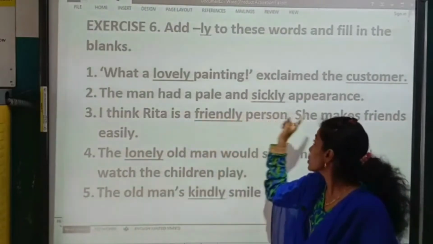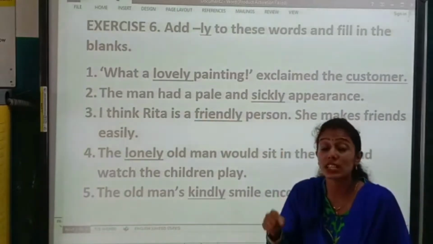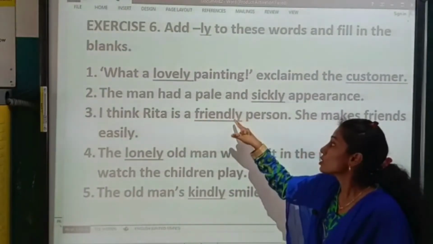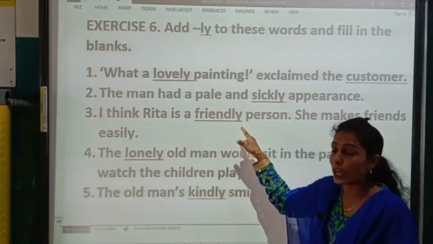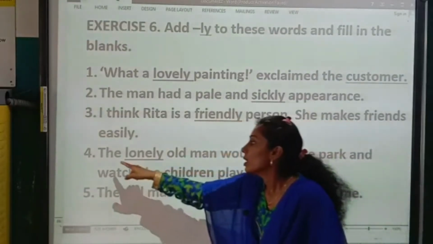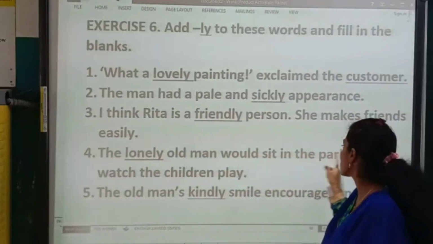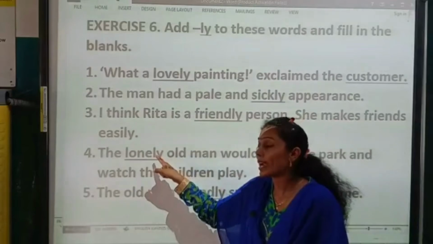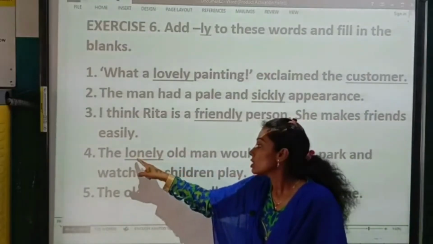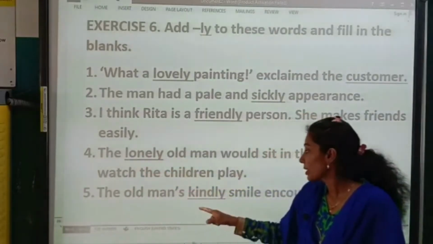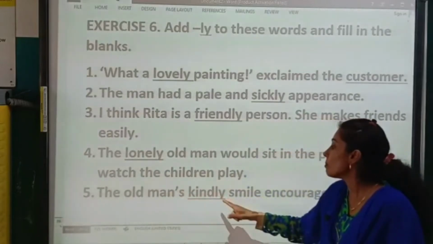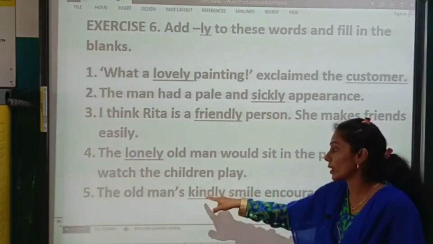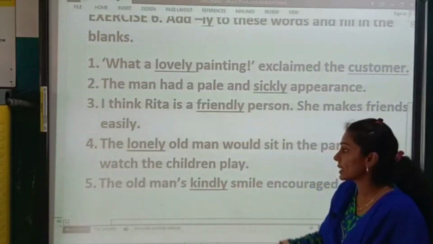If she makes friends easily, what kind of person would she be? She would be a friendly person. So I add ly to the word friend. The lonely old man would sit in the park and watch the children play. So you're going to add ly to the word lone. So it becomes lonely. The last one, the old man's kindly smile encouraged me. So you are going to add ly to the word kind, kindly.